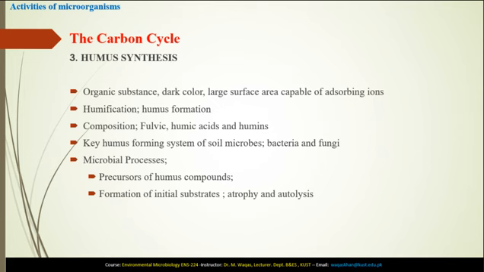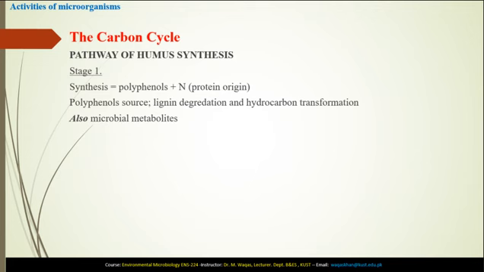So, the microbes create substances which, after atrophy and autolysis, make up additional initial substrate that is needed for the formation of humus. Thirdly, the microbes catalyze the process of humus synthesis, which means they speed up the humic reactions. And if we talk about the basic pathways of humus synthesis, at stage number 1, the basic way of humic compound formation is through its synthesis from the fragments, that is polyphenols, with the participation of nitrogen components of protein origin.